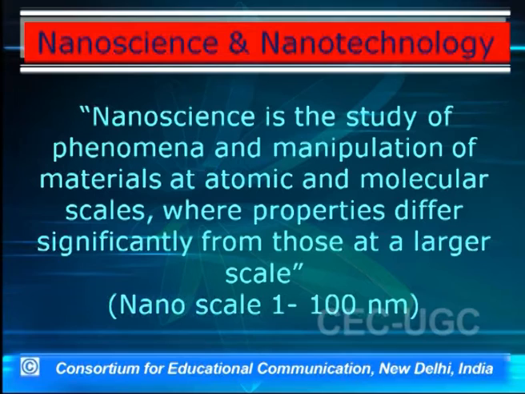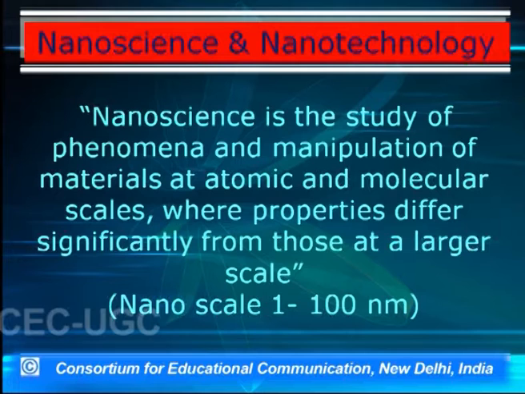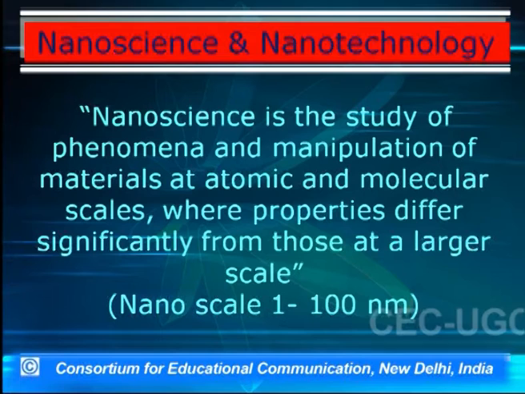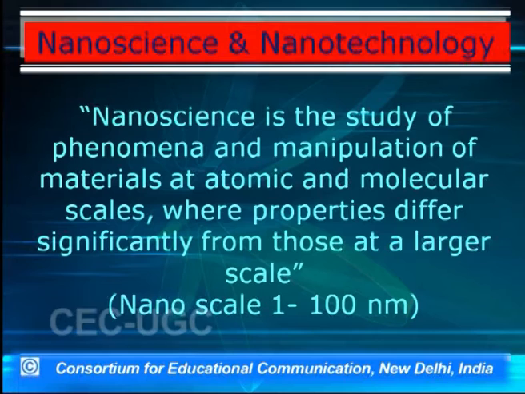Now let us have a look at what nanoscience actually is. Nanoscience is the study of phenomena and manipulation of materials at atomic and molecular scales, where properties differ significantly from those at a large scale. What I mean to say is that if we compare the physical properties of a nanomaterial, meaning a material of the size of 1 to 100 nanometers, even if the chemical composition is the same as its bulk particles, which have size greater than this range, there will be a marked difference between the material at the nanoscale and beyond that scale. So, nanoscale is basically 1 to 100 nanometers.